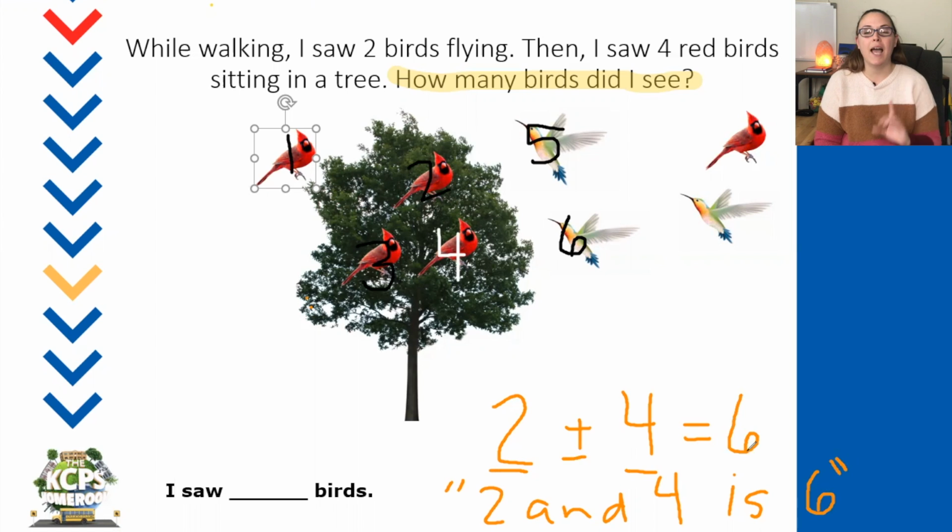Great. The last step is we have to answer our question. Do you remember what our question was? Let's go back to the problem, and remember I highlighted it in yellow, and let's read it again. So this says, how many birds did I see? And we know from all of our counting and adding that I saw 6 birds. So in your answer statement at the bottom of the screen, we're just going to fill 6 in because I saw 6 birds.